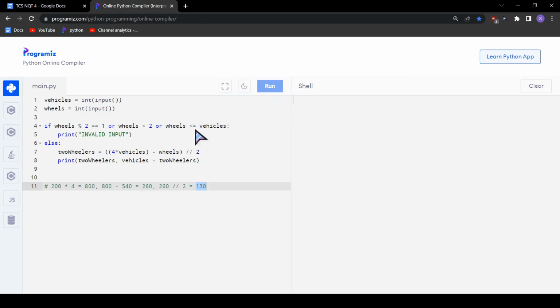Now the second case, if there is just one wheel. We need one vehicle and we have one wheel, so it's an invalid input because we need at least two wheels. And then we will see if the number of wheels is less. If we have to make 50 vehicles and we just have 10 wheels, then it's also an invalid input. So you can try it out for different inputs and see it for yourself.